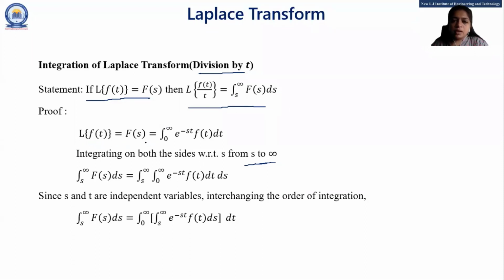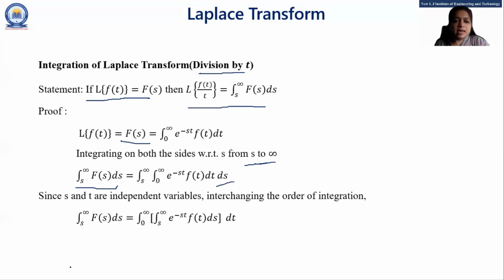Laplace of f of t is equal to capital F of s, equal to integration 0 to infinity e raised to minus st f of t dt, integrating on both sides with respect to s from s to infinity. Here our integration limit is s to infinity. Please remember it. Normally students make the mistake and write the limits 0 to infinity. So in this definition, we take integration on both sides, s to infinity F of s ds. On the left hand side we take integration with limits s to infinity with respect to s, similarly on the right hand side, integration s to infinity with respect to s.